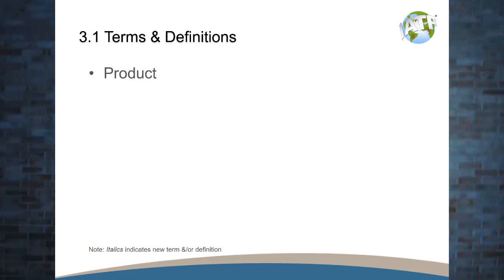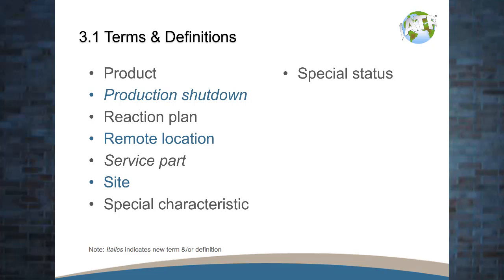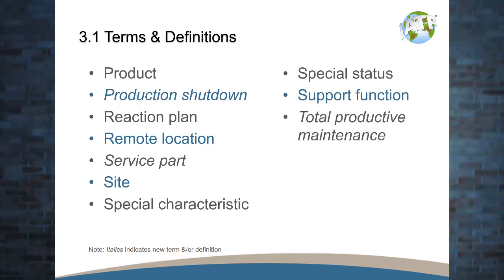Product, so they've actually gone through the links of defining product, which is interesting, although it's not new. Production shutdown is new. Reaction plan, remote location, both of those have been in the standard for TS. Service part is new. Site was there. Special characteristic was there. Special status was there. Support function was there.